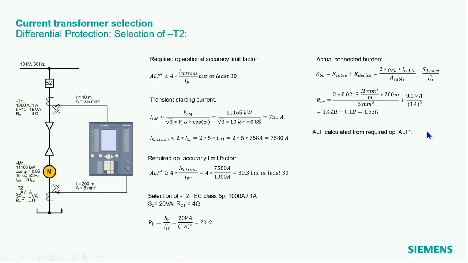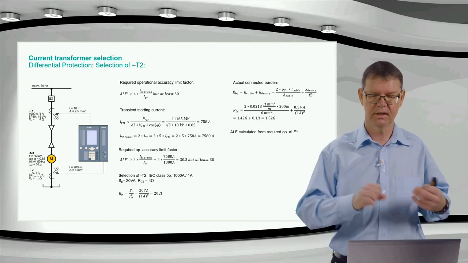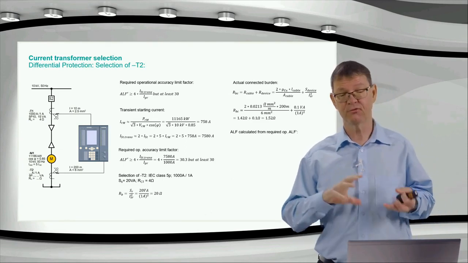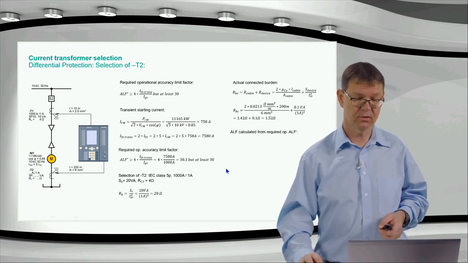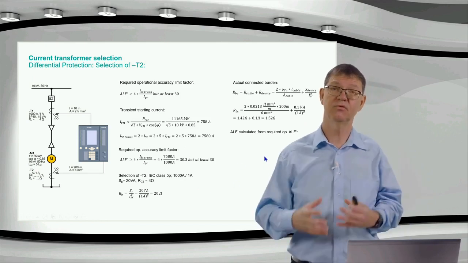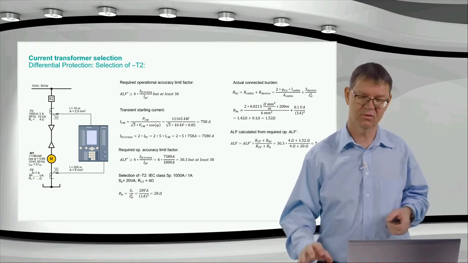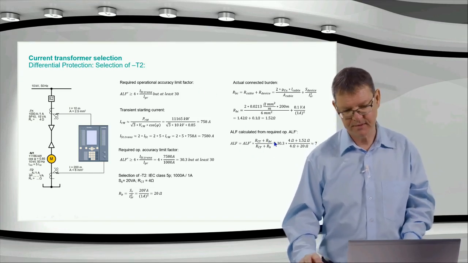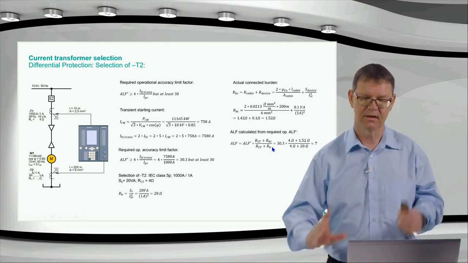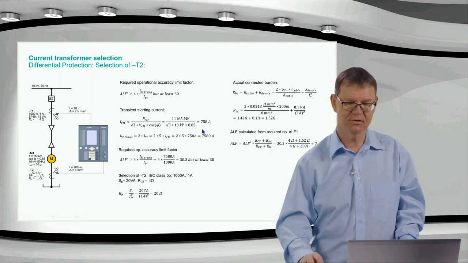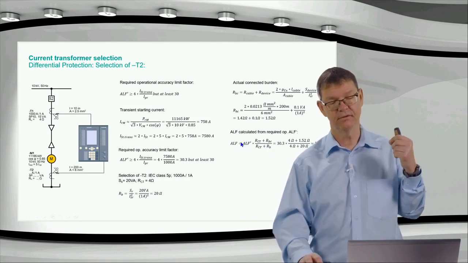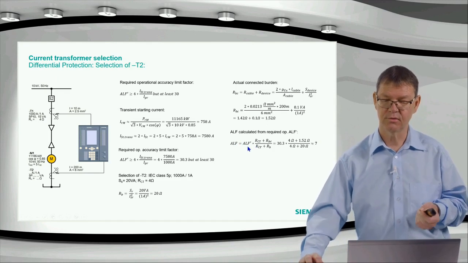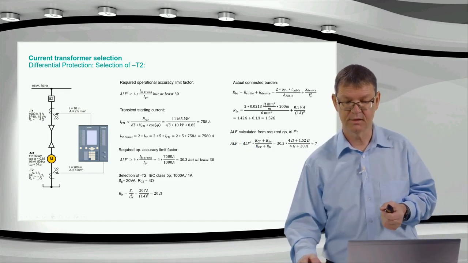Okay, now we do it the other way around because we don't have the current transformer. Now I would like to know what could be the nominal accuracy limiting factor of that current transformer from the required one. The required one was, we remember, 30.3. And now with all the given data, I can see what that means for the nominal ALF of the current transformer. So it looks like the formula is the same, but the numerator and denominator are swapped. So I have 1 divided by the term we had before. Here is the actual burden, the connected one, here is the nominal burden, therefore the value is smaller, so I don't need such a high value for the current transformer, I need a smaller one, and the result is 7.